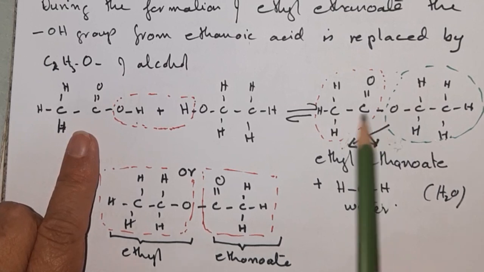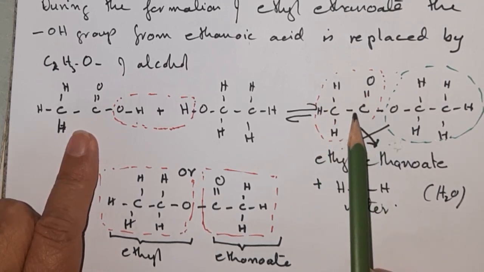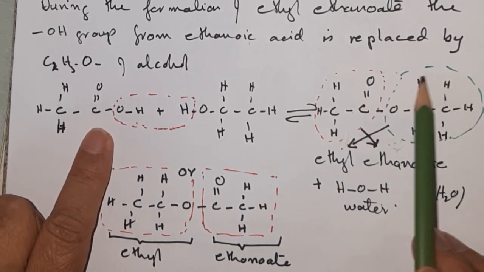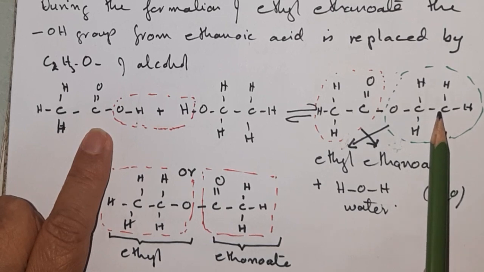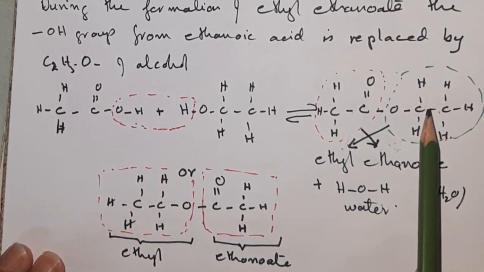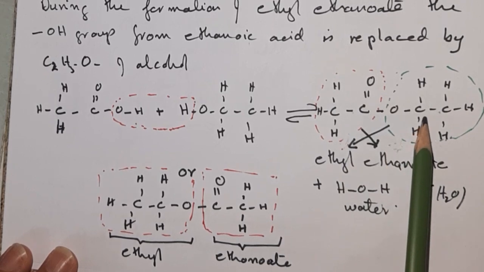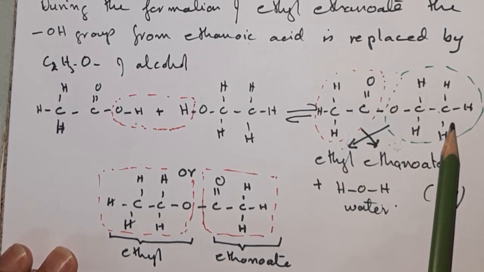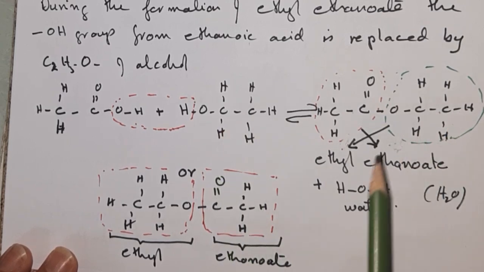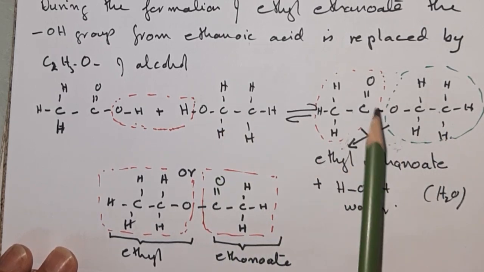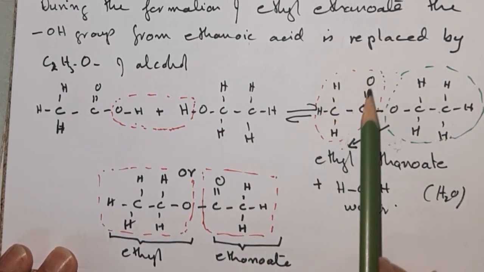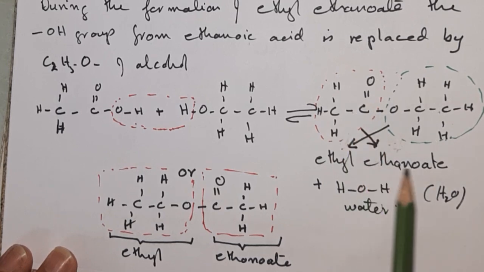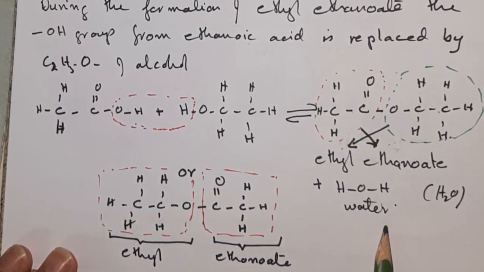So this is the group. This group is from the carboxylic acid and this group is from the alcohol. So we are going to write down first the name of the alcohol from which it is derived. The alcohol over here was ethanol and it changes to ethyl, and the carboxylic acid was ethanoic acid, so it changes to ethanoate, plus water.